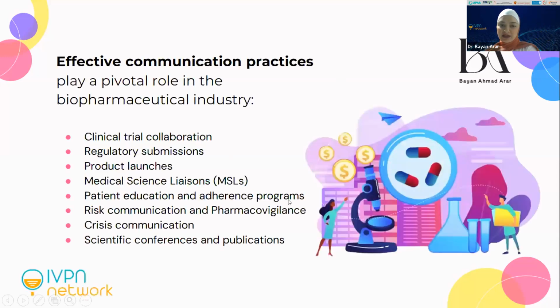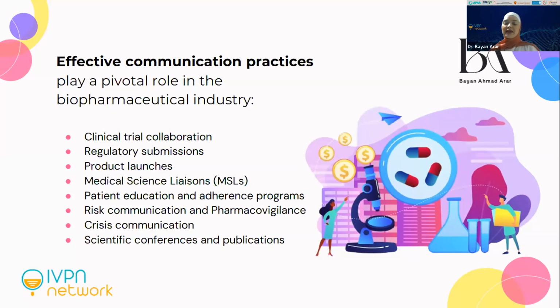Okay, so let's get back and see how effective communication practices can play a pivotal role in the biopharmaceutical industry. First, it plays a pivotal role in clinical trial collaboration. Effective communication can help us recruit volunteers to participate in the clinical trials. It can help regulatory professionals master their submissions with the health authorities and communicate with healthcare providers. It can help us in product launch. We can't launch any product without effective communication practices.